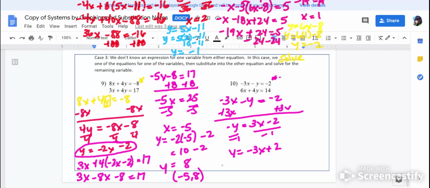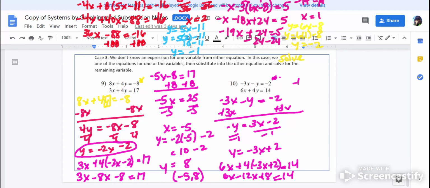So I'm going to plug this in. 6x plus 4 times negative 3x plus 2. That's going to equal 14. At this step, I want to distribute. So 6x minus 12x plus 8 is going to equal 14.